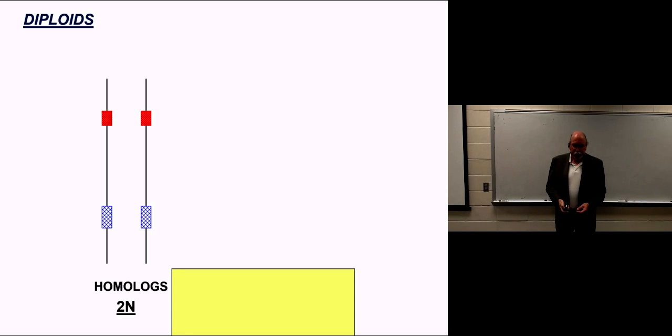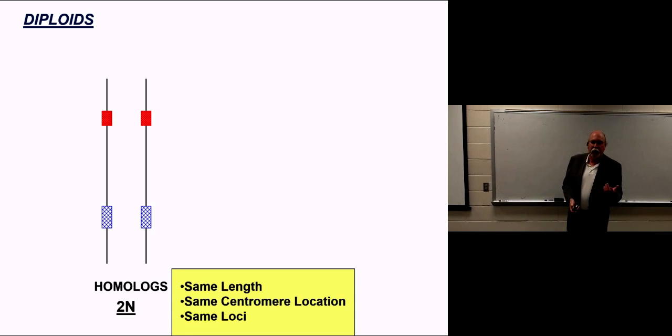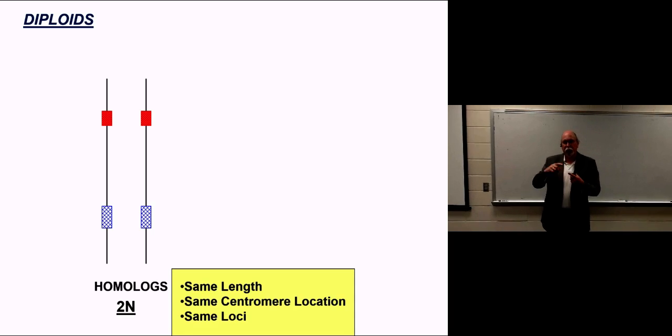Okay, homologs have some things in common. One, the chromosomes from one parent to the other are the same length. They'll have the centromeres in the same place, and we've talked about what a centromere might be. And now they have the loci, and the loci are in the same place.